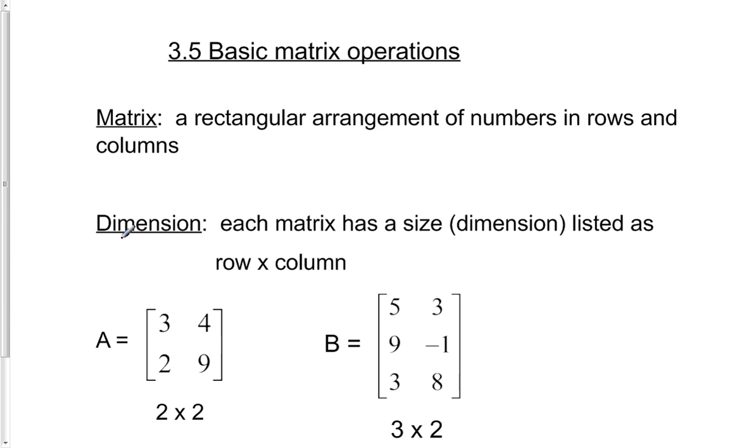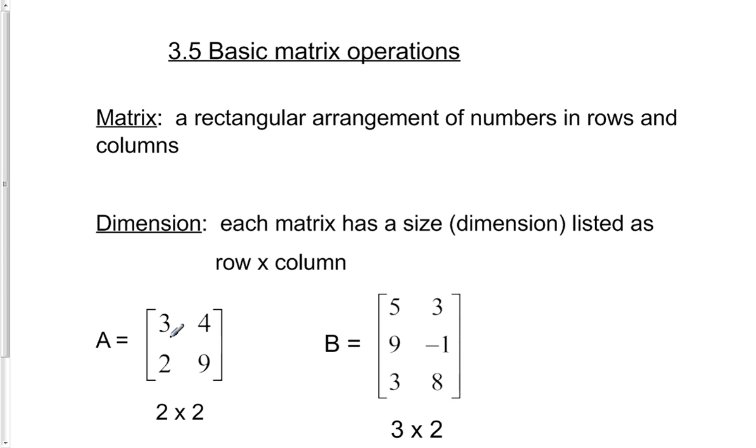Every matrix has what's called a dimension. Your definition for dimension: each matrix has a size listed as row by column. We see this letter X right here. We're going to use the word by for that. Row by column. So this A matrix has 2 rows. It also has 2 columns. So the dimension of the A matrix is 2 by 2. Here's a sample B matrix. As you can see, we've got 3 rows and we've got 2 columns. So this matrix is of dimension 3 by 2.